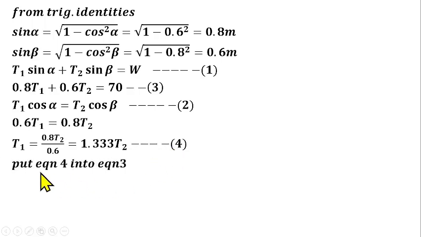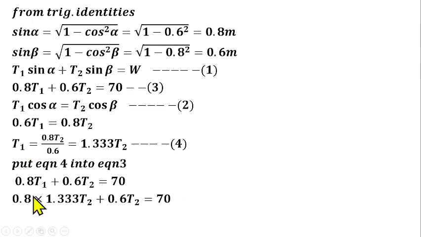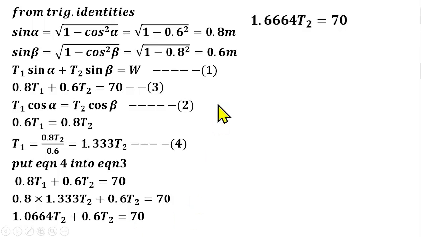Then we can now put equation 4 into equation 3 to find our T2. So wherever you see T1, you put 1.33 T2. So that means you'll be having this, which is equation 3. Then substitute our T1, then you have 0.8 times 1.33 T2 plus 0.6 T2 equals 70. Then multiply this out, you have this plus this equals 70. Then add this and this together, so that should give us 1.6664 T2 equals 70. Divide both sides by this, so you have T2 to be 42 Newton.